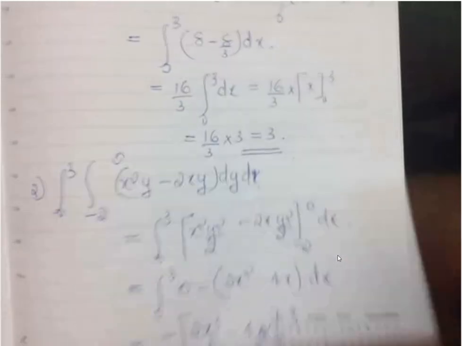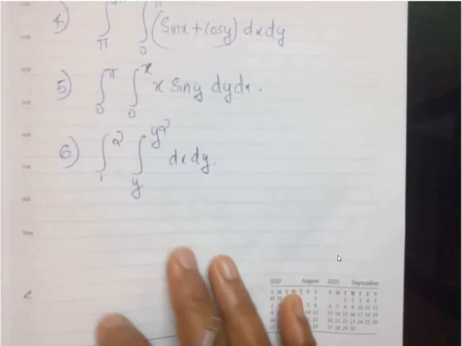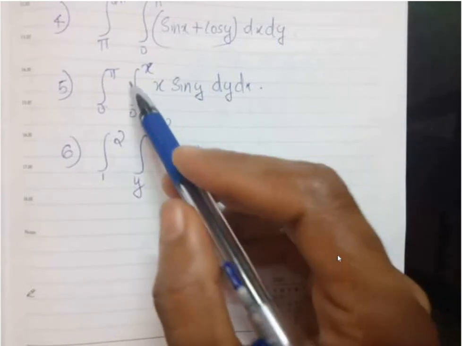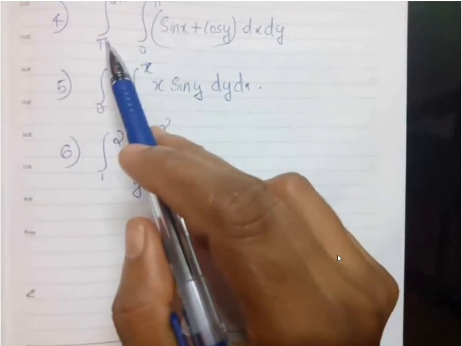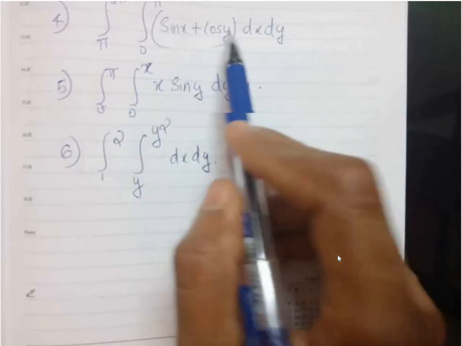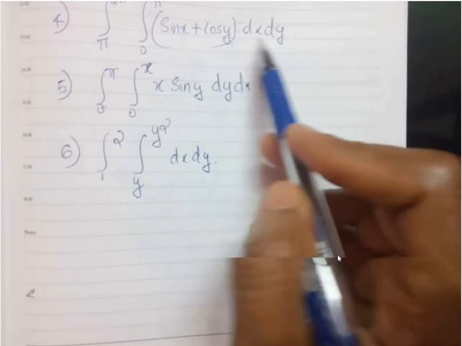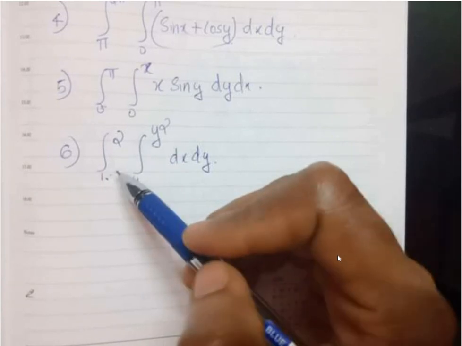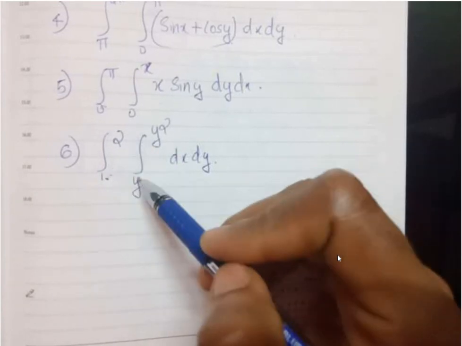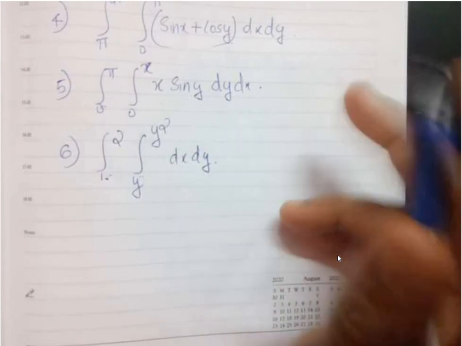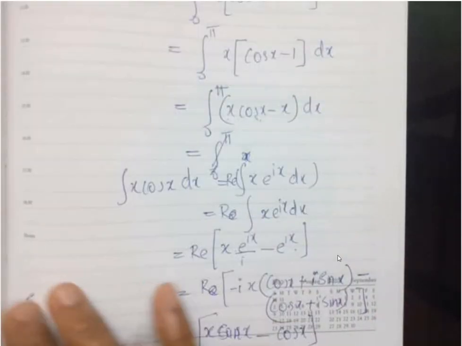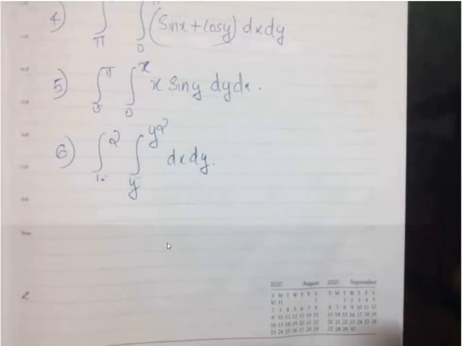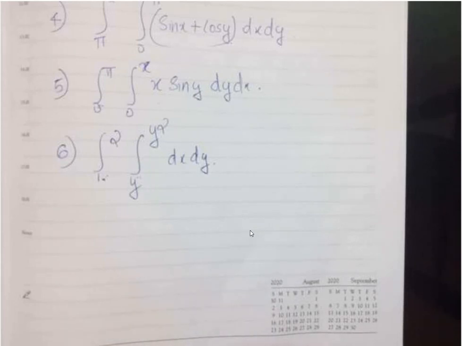And some more problems I would like to give. The fifth one is the integral from 0 to pi, from pi to 2 pi, of sin x plus cos y, dx dy. And one more: integrate from 1 to 2, integrate from y to y square, dx dy. Okay, we can do the next problems, and please clear the second form in the next class.